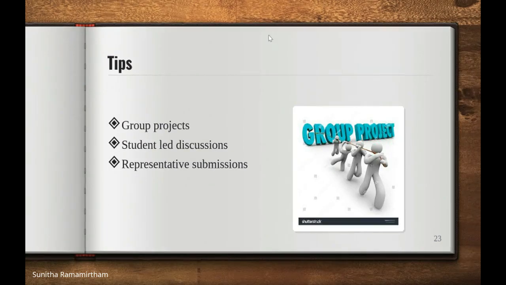So we try to give them group projects. The other assessment mechanism is that you can encourage them for discussion, as I told you, the participation. So student led discussions: you can give a topic and ask the students to discuss over it, and based upon the discussion, that can be taken as an assessment criteria and you can award marks. And representative submission, again, is like your group project.